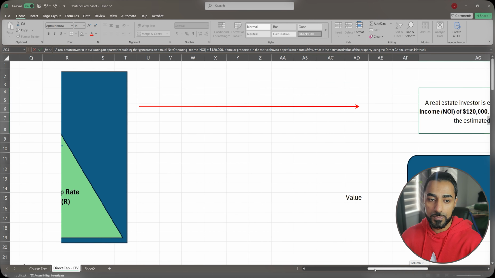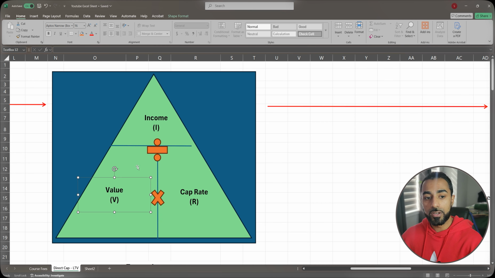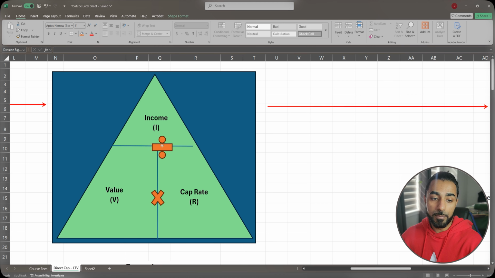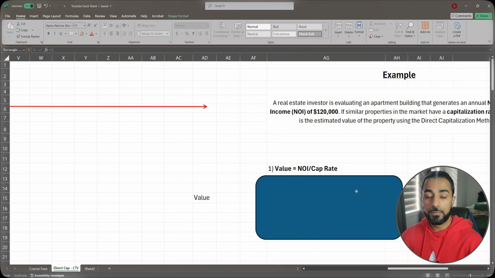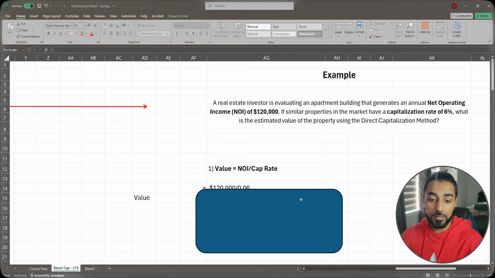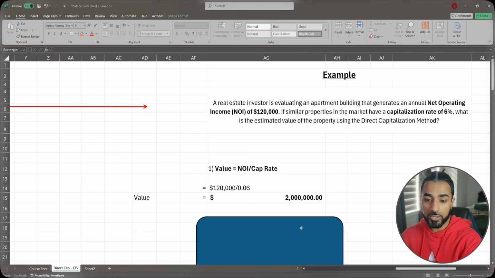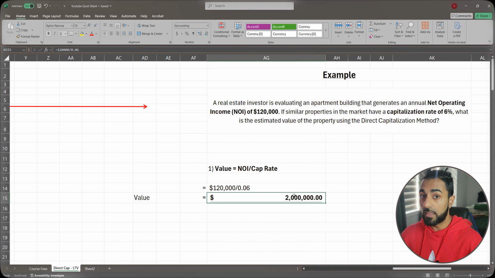So we go over here, we look at our triangle. If we want to find the value, right, we're going to do income, and then we do the remaining two operations divided by our cap rate. In other words, we're going to say our value equals income divided by cap rate. So value equals NOI divided by the cap rate. And all we do is plug in the numbers, and then we get our answer, which is $2 million. Okay, and that's pretty much it.